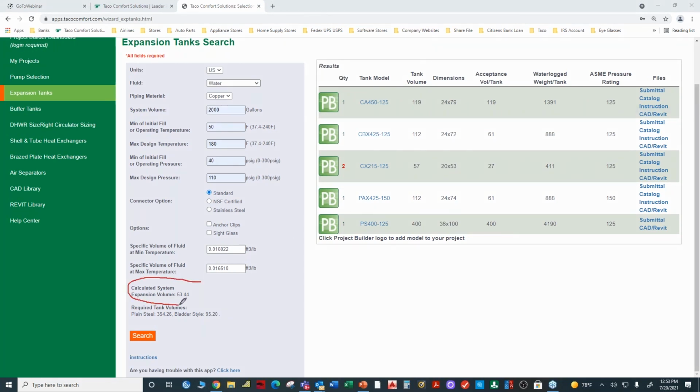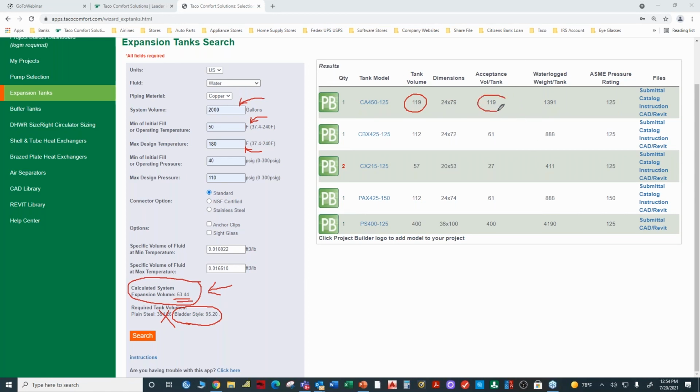The system volume expansion. In other words, if I initially fill the system with 50 degree Fahrenheit water, and I heat that up to 180 degree Fahrenheit water, and I have an initial volume of 2,000 gallons, that water will expand an additional 53.44 gallons. I'm going to ignore the plain steel tank for a moment and just concentrate on the bladder style tank. So I'm looking for a bladder style tank whose steel container is at least 95.2 gallons. The first one the software has selected is 119 gallons. And the acceptance volume, which is the expansion volume, has to be at least 53 gallons approximately.